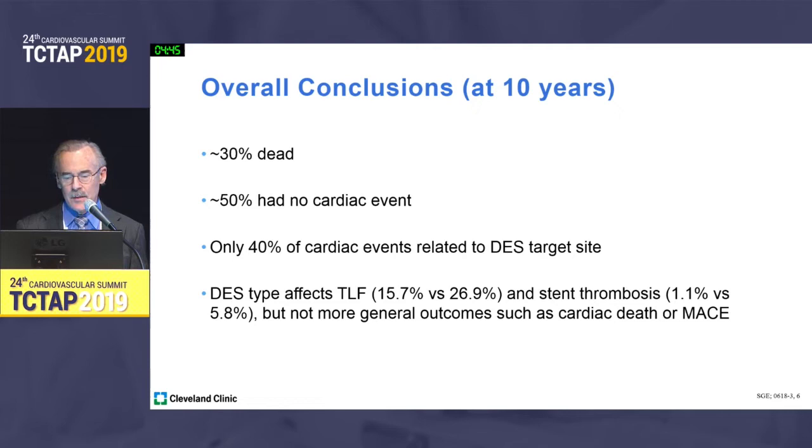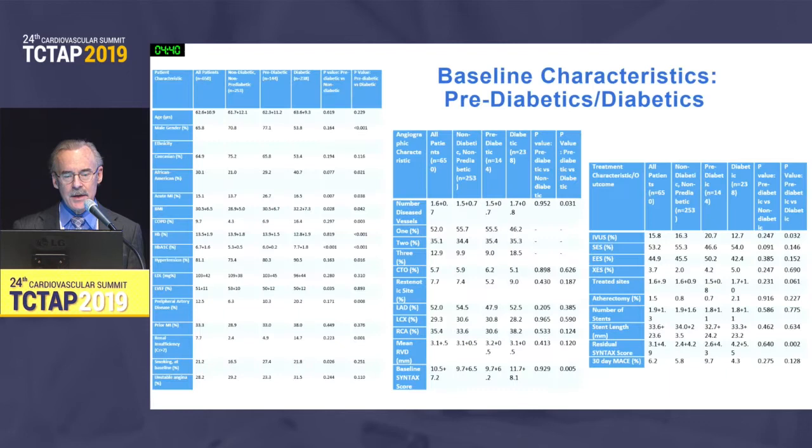So now we'll talk about the pre-diabetic group. This is a complicated slide, but let me try and walk you through it, highlighting details and differences between pre-diabetics and diabetics first. So again, pre-diabetics versus diabetics. First of all, there was a big difference in gender. The diabetics were much more likely to be female, the pre-diabetics more likely to be male.